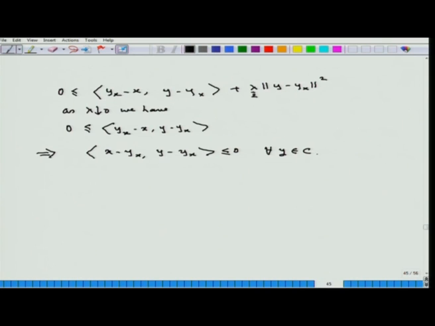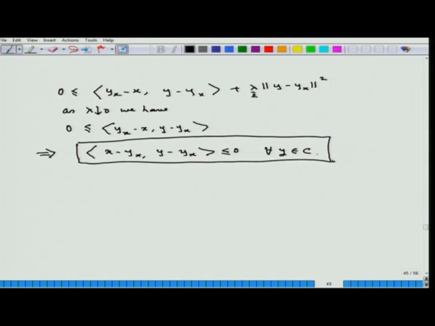Now, suppose I have this result, this result has been given to me. So, suppose this is true, the question is whether y x is the projection of x on C, that is the question. So, we are going to prove that yes, it is. There is a beautiful result which has this beautiful correspondence.